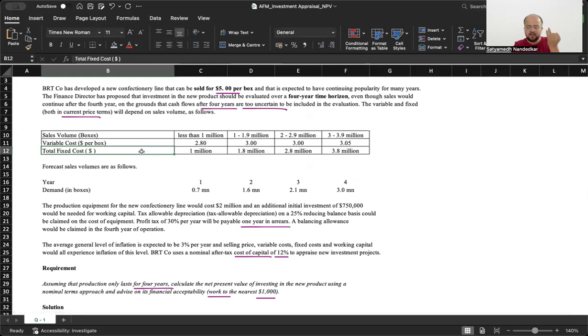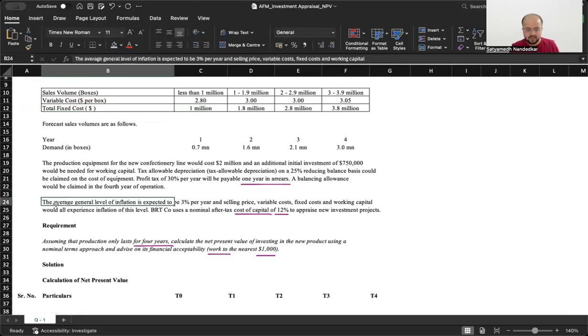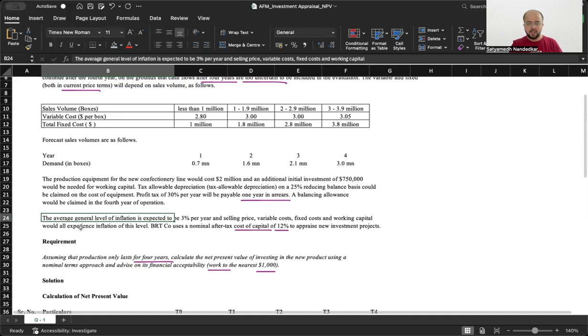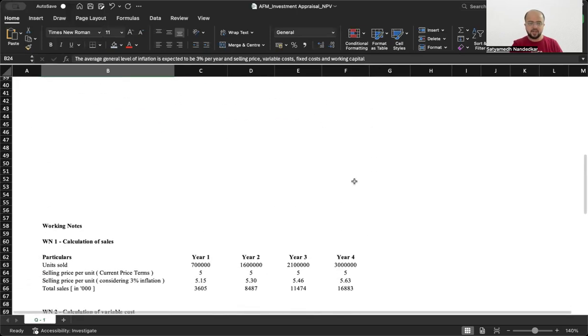Now, sales हो गया, variable cost हो गया, fixed cost हो गया. What is left? There is a piece of information given about investment in working capital. ठीक है. Initial investment of 7,50,000 would be needed for working capital. And if you observe this line, it says that the average general level of inflation is expected to be 3% per year, and selling price, variable cost, fixed cost, and working capital would all experience inflation of this level. So working capital भी कितने से increase होगा? By 3% every year, because that is the level of inflation, and you start with 7,50,000.